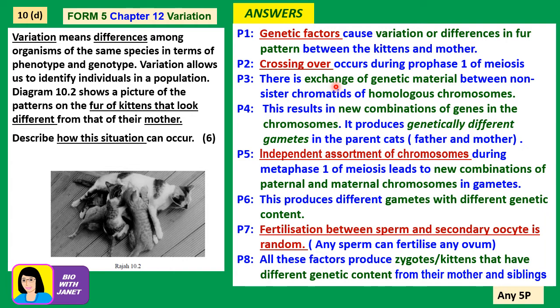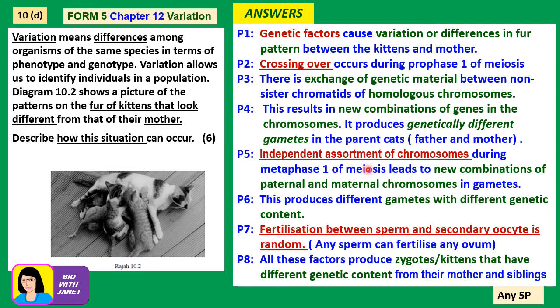Then explain the result of this crossing over. It causes exchange of genetic material between the non-sister chromatids of homologous chromosomes. This results in new combinations of genes in the chromosomes. And the final result is to produce genetically different gametes in the parent cats, which are the father and mother cats. So always refer back to the question, and relate to it.